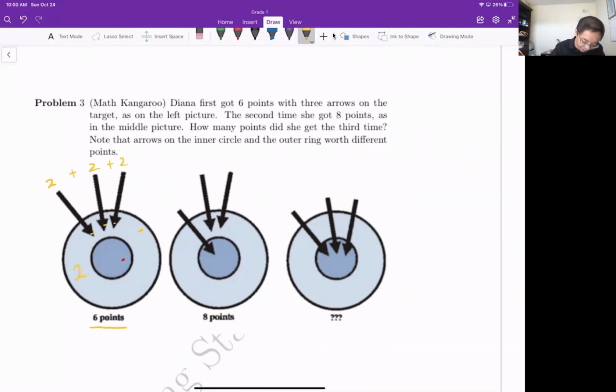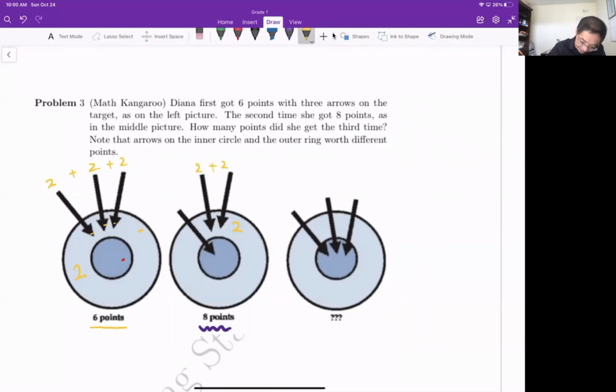So we get 2 points for out. Okay, all right. So then if you look at the second picture, it's 2 arrows on the out and 1 arrow on the inside. So we already know that for outside, the out one is 2 points, so the 2 plus 2.